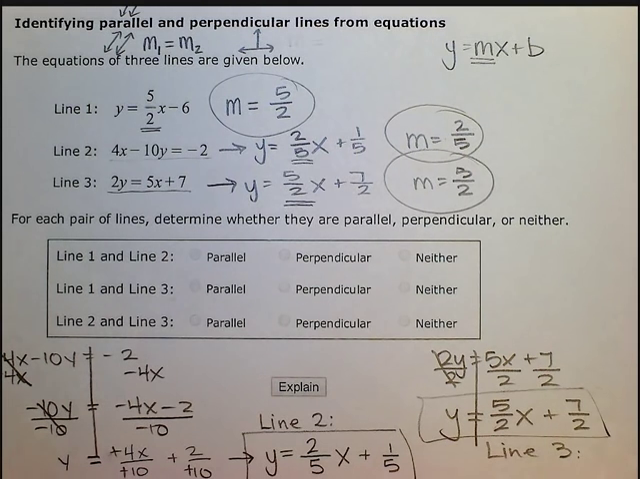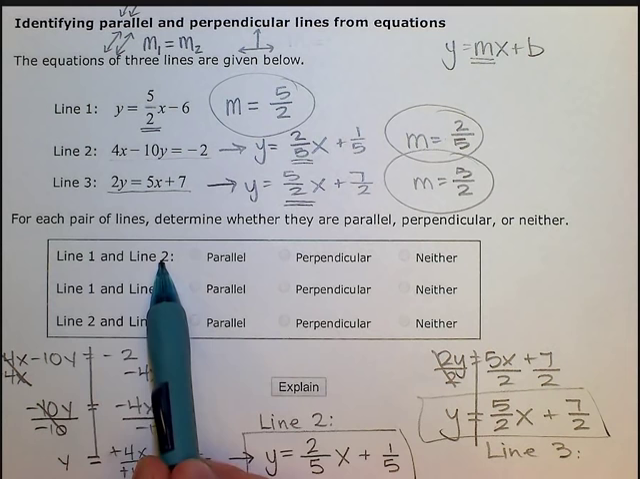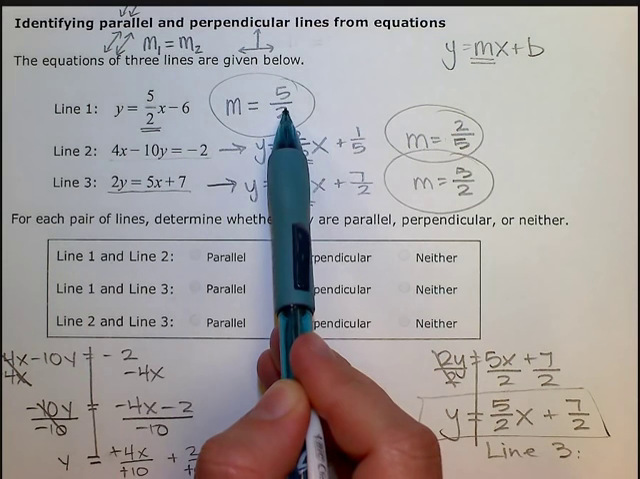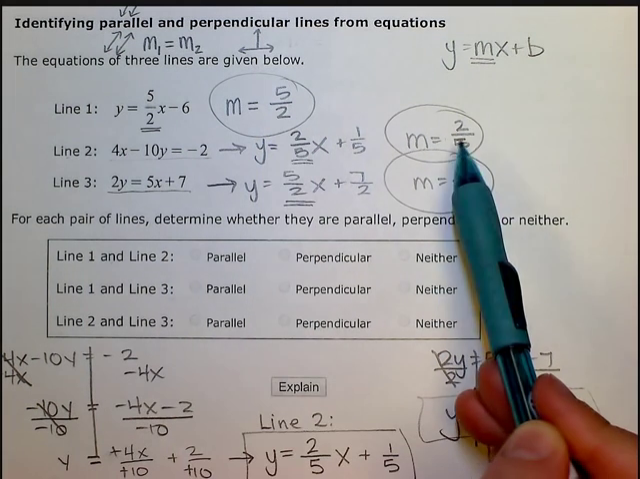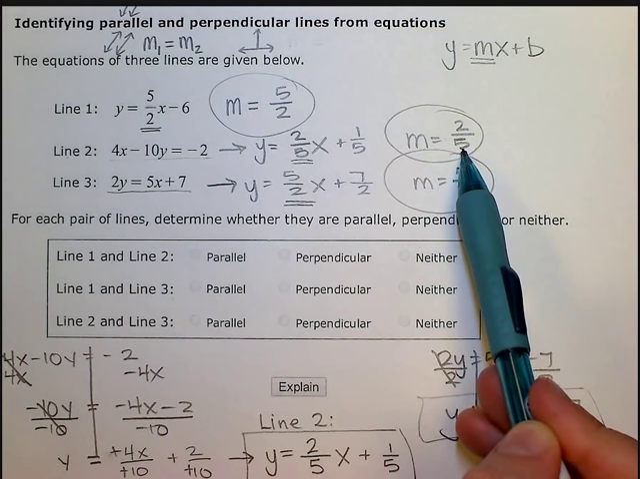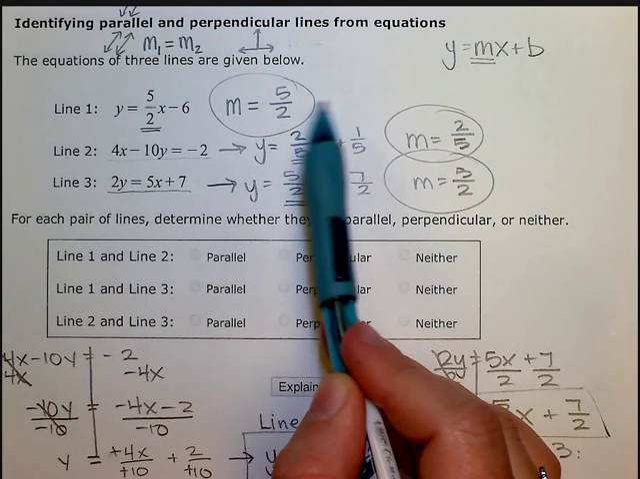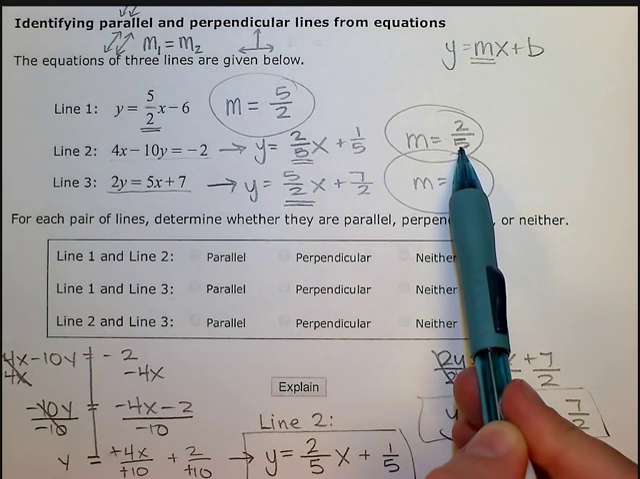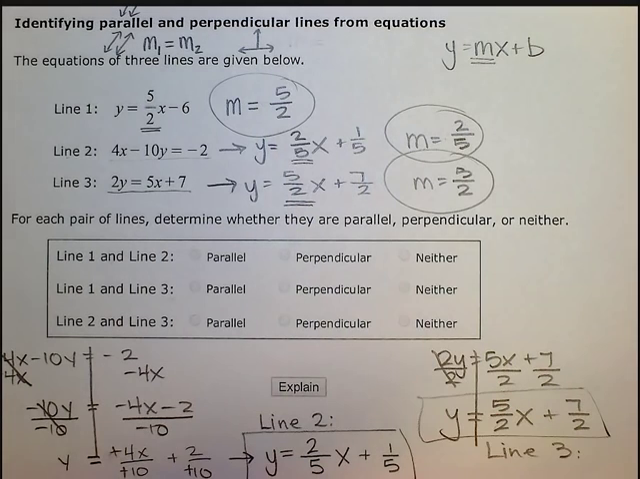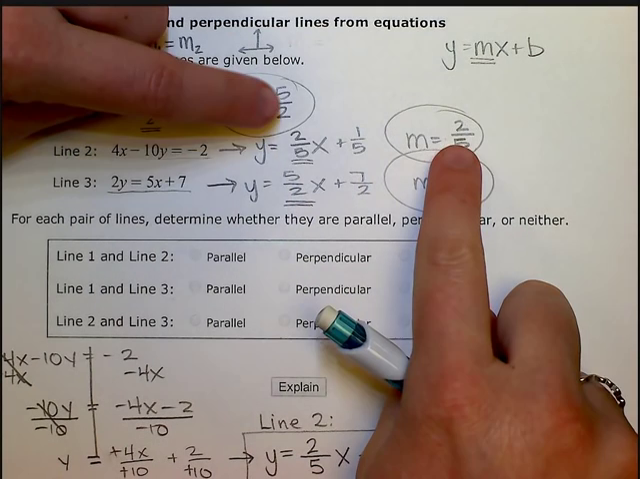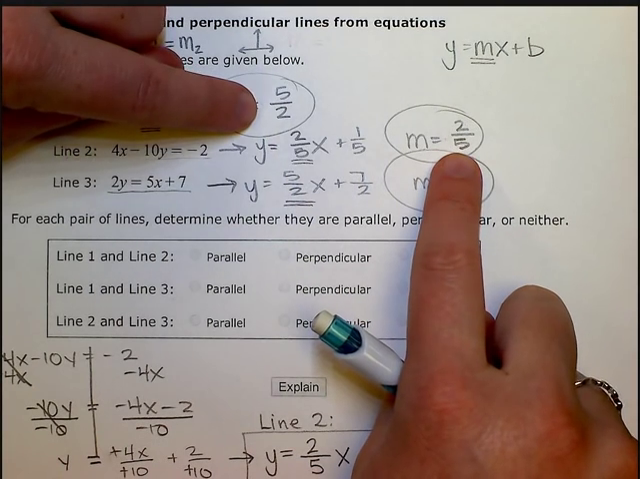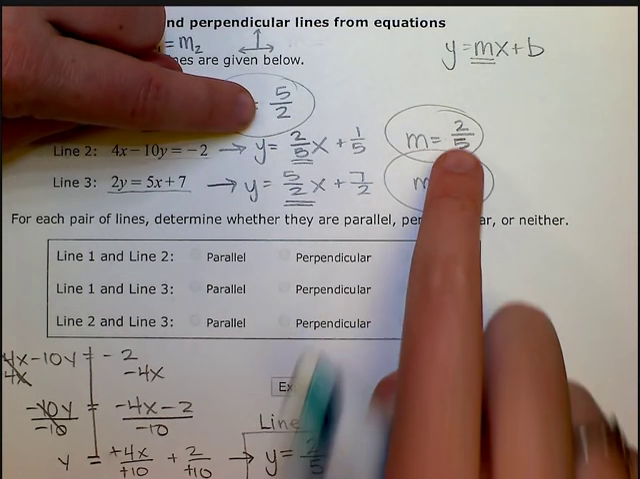It says lines 1 and 2. Here we have line 1 with slope 5 halves, and line 2 with slope 2/5. Now, they're not the same because they flip-flopped, but they're not perpendicular because in order to be perpendicular, one of these would have to be negative so that they would be opposites. So they are reciprocal, but they're not opposite, so they're not perpendicular. So this one is neither.